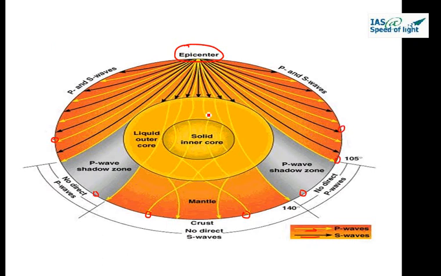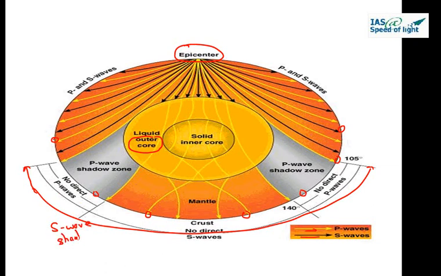First, if we talk about the S waves, these S waves are not able to pass this particular portion, the outer core. So this whole portion we call the S wave shadow zone. From this we can anticipate there has to be some liquid material or liquid layer through which S waves are not able to pass.